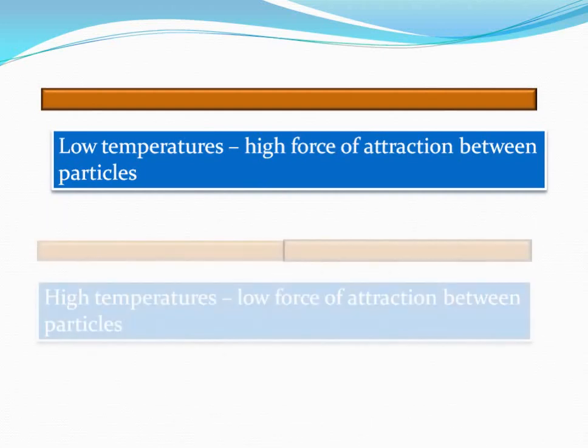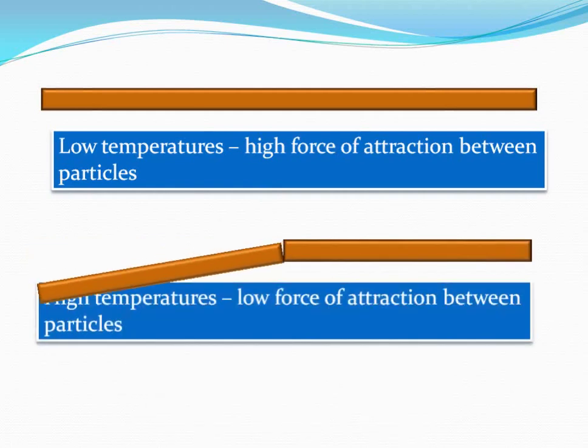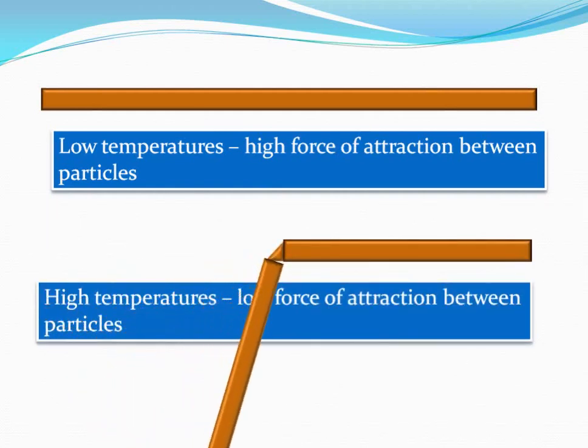On the other hand, when iron is very, very hot, it's very easy to move the particles of iron away from each other. It's very easy to bend the iron rod, isn't it? Because at high temperatures, the force of attraction between particles decreases because their kinetic energy increases, their freedom increases, and they want to move away from each other. So since the force of attraction decreases at high temperatures, it's very easy to bend an iron rod at very high temperatures. That's our answer.